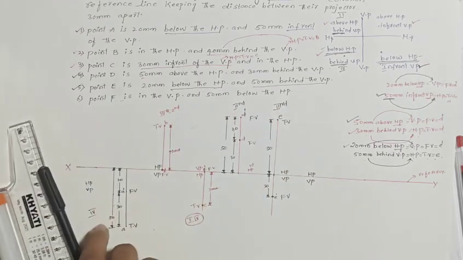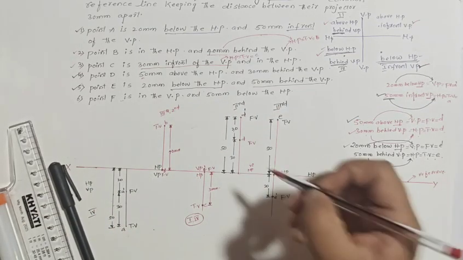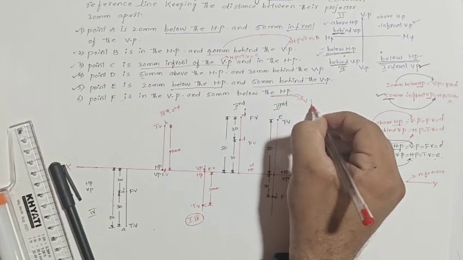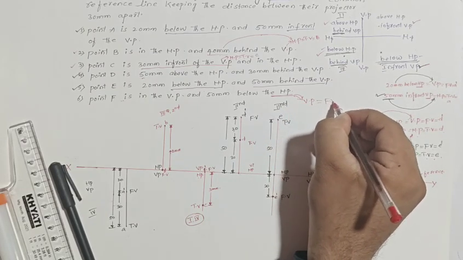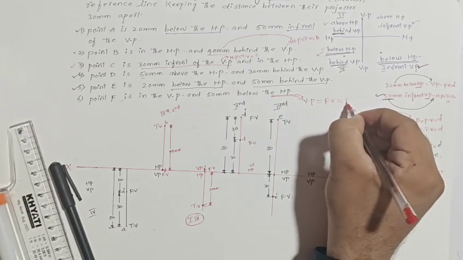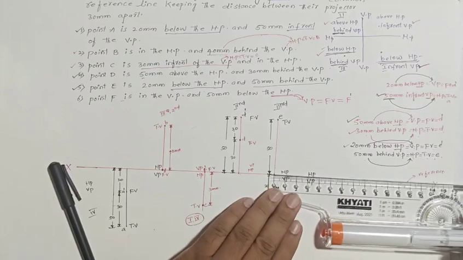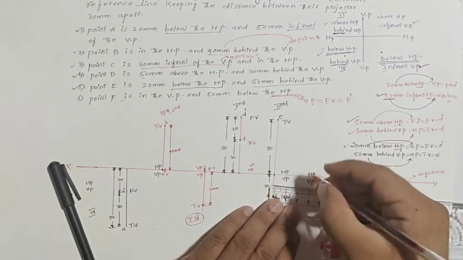50 mm below the HP means the resting on where here? The resting on VP. The last one VP. VP, what we can say? Front view. It represents as the point F dash. Is it right? Then how much distance we have to measure apart? 30 mm apart. Okay, from this point.